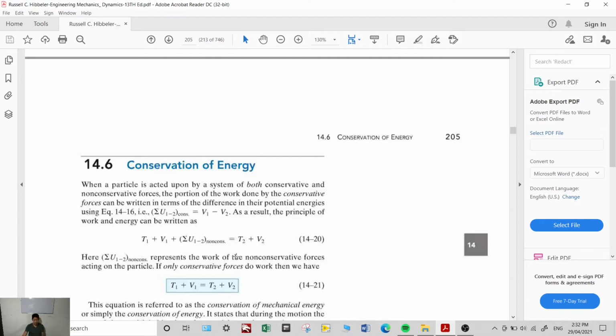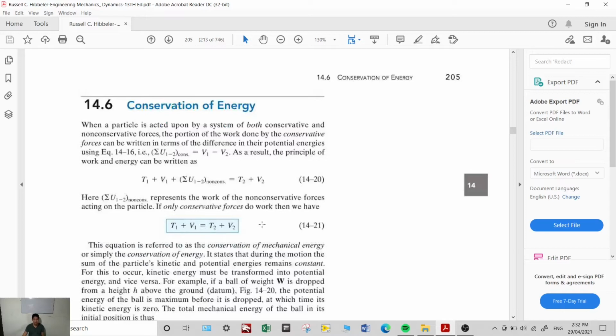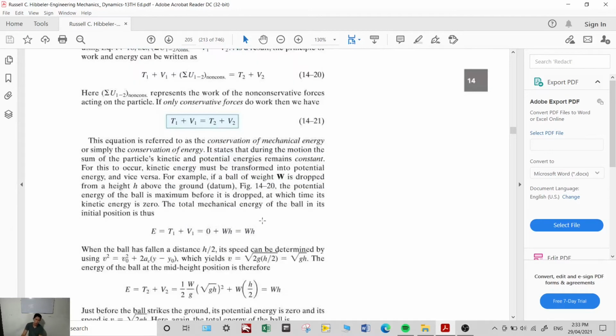Now, if only conservative forces are acting on the particle, then the work is zero, therefore T1 plus V1 is just equal to T2 plus V2. So this is now the conservation of mechanical energy, or just the conservation of energy. What this equation tells us is that the kinetic plus the potential energy at point 1 is just equal to the kinetic plus the potential energy at point 2.